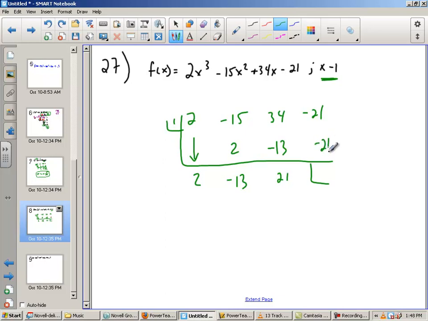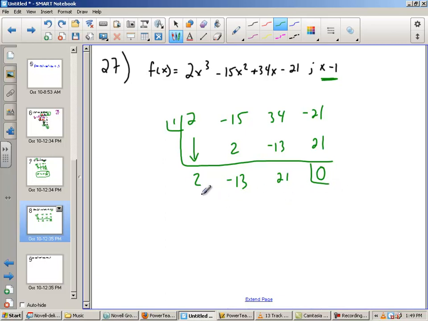Negative 21. Oops, I made a mistake. So let's go back. See, I make mistakes too. Let's go back and calculate. Oh, I know what my mistake is. That was negative 13. That is 21. 1 times 21 is 21. That's 0. I need a 0 to show up once I start number 21 and onward.